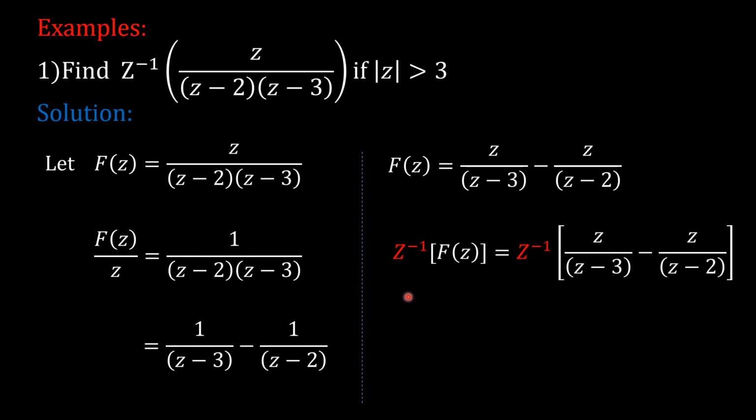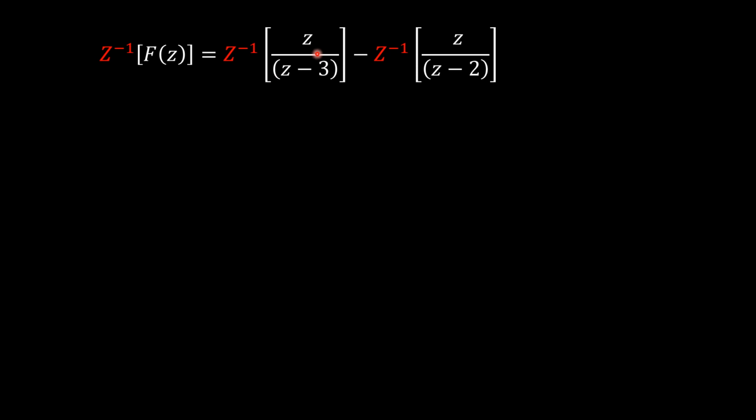Therefore, Z inverse of F of z is equal to Z inverse of z upon z minus 3 minus z upon z minus 2. Now further, we are going to use the linearity property, using which we will be getting the expression Z inverse of z upon z minus 3 minus Z inverse of z upon z minus 2. Here we have used the linearity property.